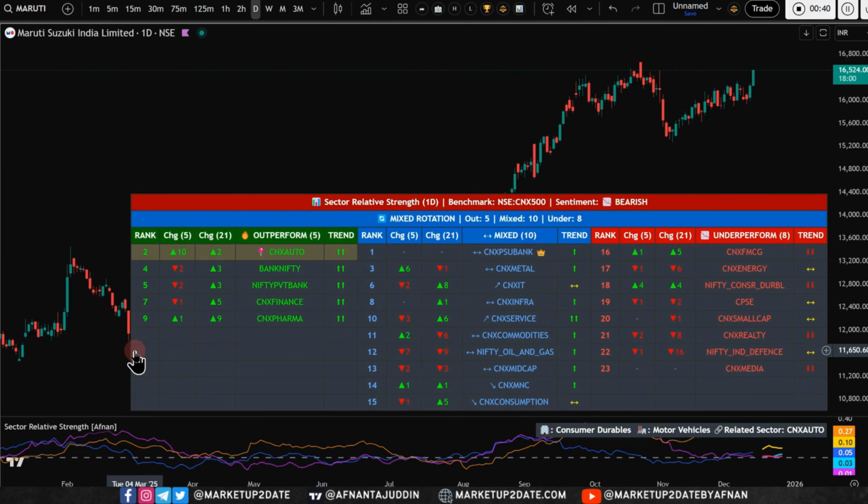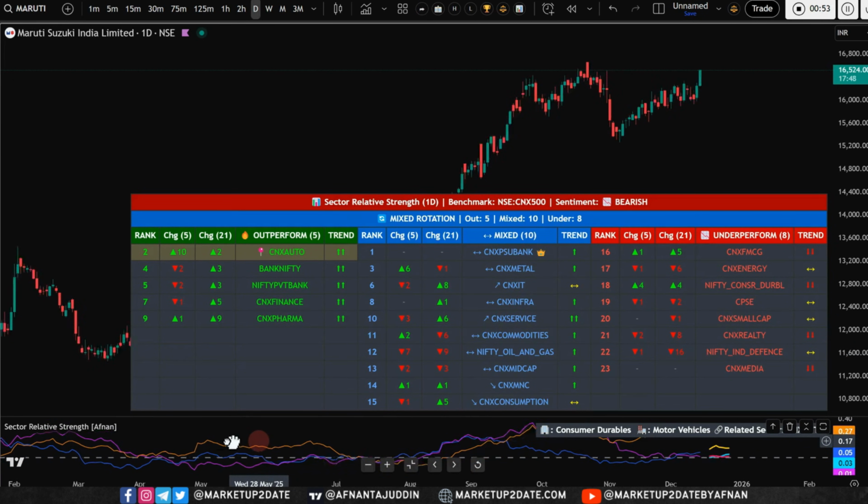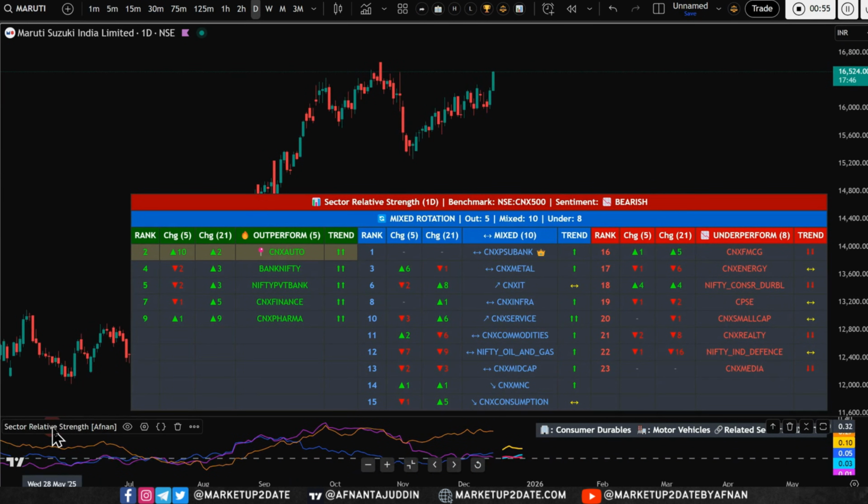Charts alone don't tell you the full story. A clean breakout can still fail if the sector is weak. A stock at a demand zone can still fall if the sector is being sold. But if the sector is strong, even an average setup can turn into a big move. Trading becomes easier when you stop fighting the market and start flowing with it.